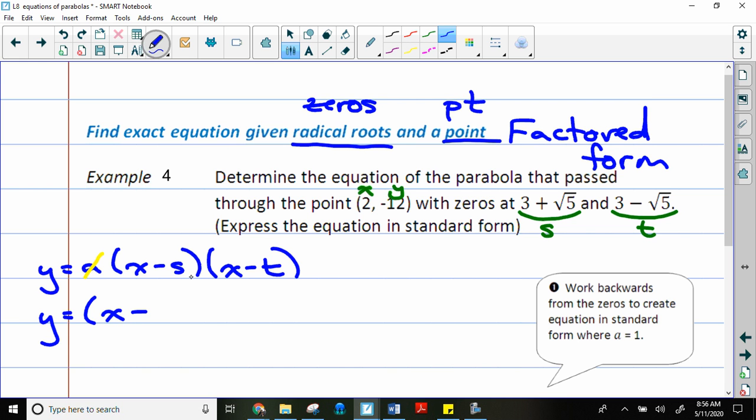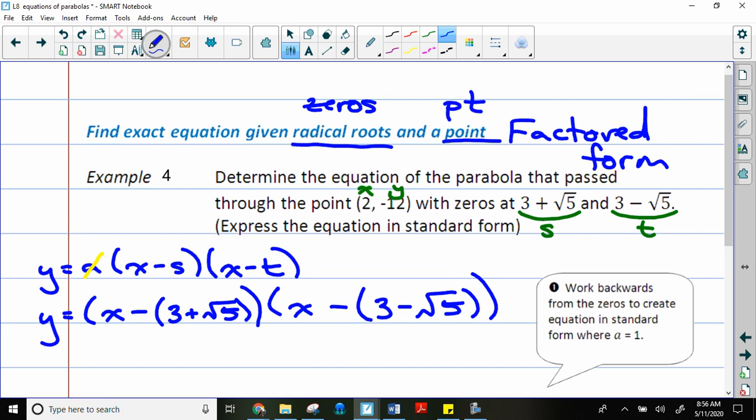So it's x minus s. Because s has more than one piece, we have to put it in brackets: x minus (3 plus root 5). And then our other bracket is x minus t, and t is 3 minus root 5. It doesn't matter which one you made s and which one you made t. This is where we have to start becoming grade 11s. And we recognize that although this is ugly, it's basically a subtraction of a bracket. And when there's a subtraction, the negative 1 has to be distributed into both terms.